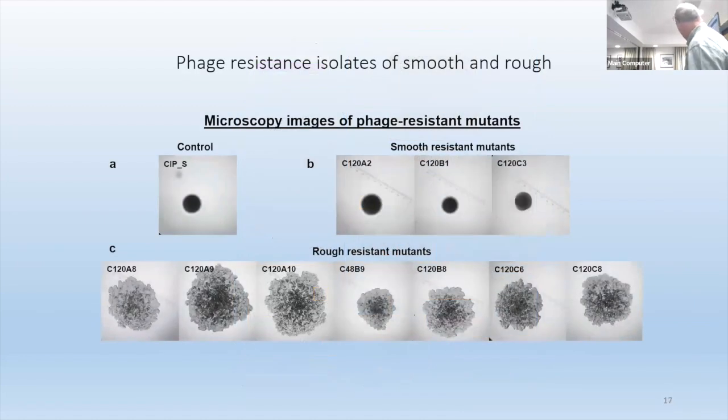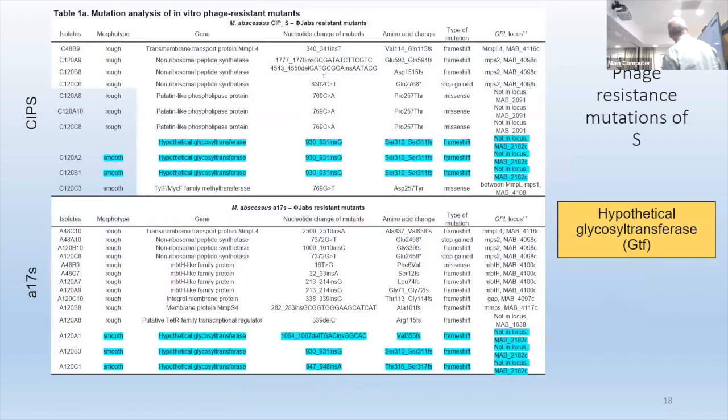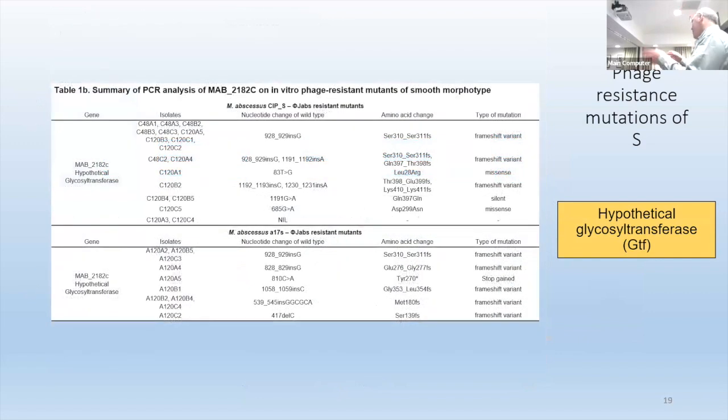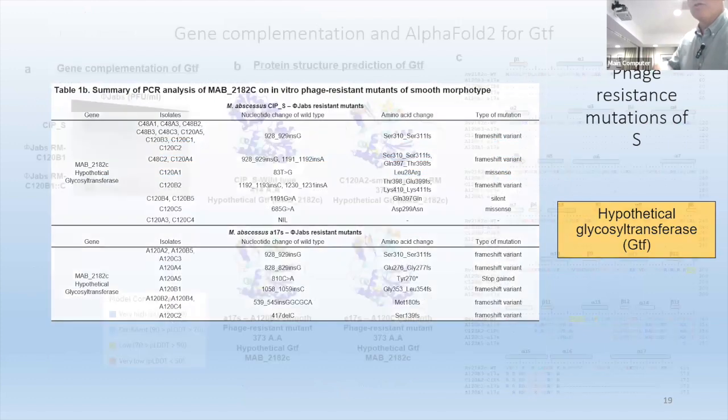So this is what they look like. You can clearly see they're very different. We pick them, we sequence them, and we see here that the ones that target the smooth have a similar mutation. These are different strains. We get the same mutation on a glycosyltransferase. And then we go back from different experiments. We pick random resistant smooth mutants, we do PCR for the target gene, and we confirm that we pick up the same mutation.